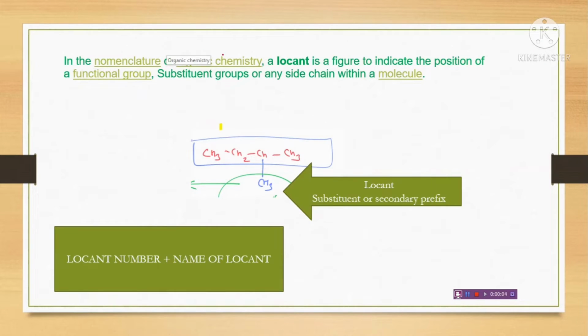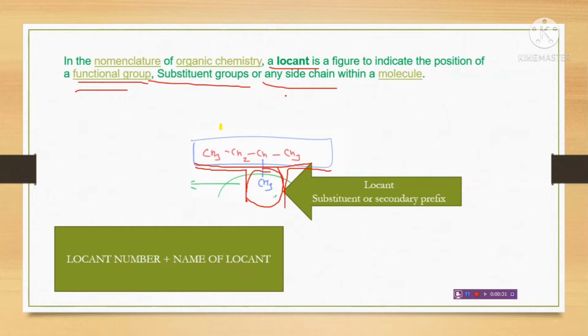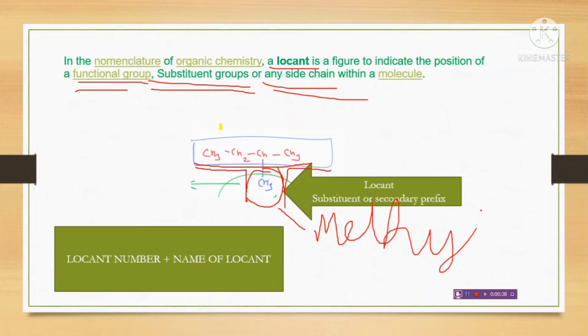In the nomenclature of organic chemistry, a locant is a figure or number used to indicate the position of a functional group, substituent group, or any side chain. Now this is what a locant is. For example, in this compound, you have to select a chain. For example, I selected this chain. Then this leftover hanging thing is the locant. This could be a functional group, any side chain, or even a substituent group. In this case, it is a substituent group called methyl.